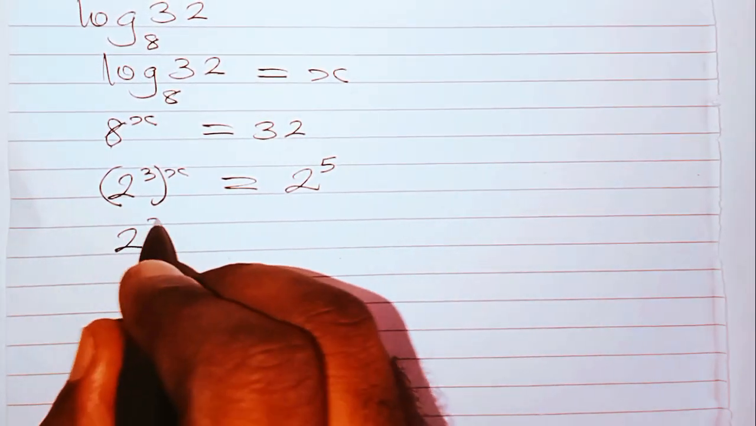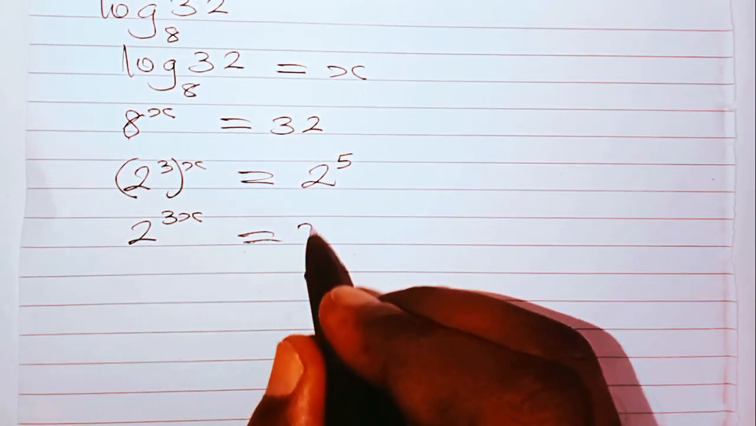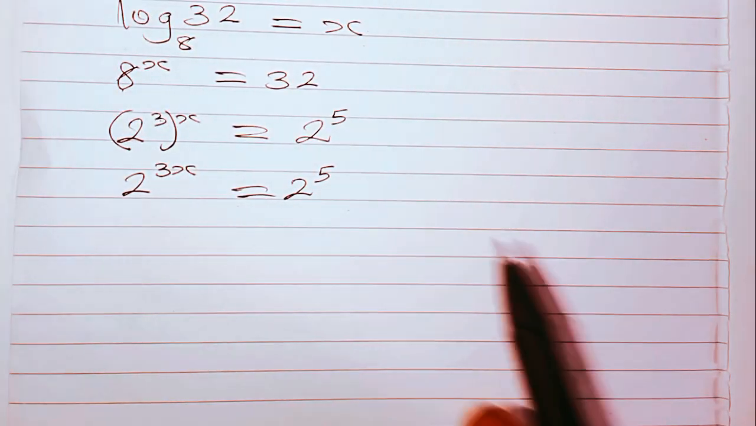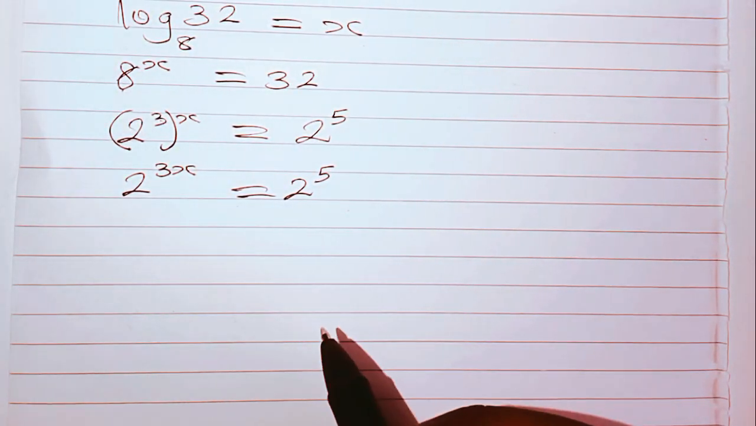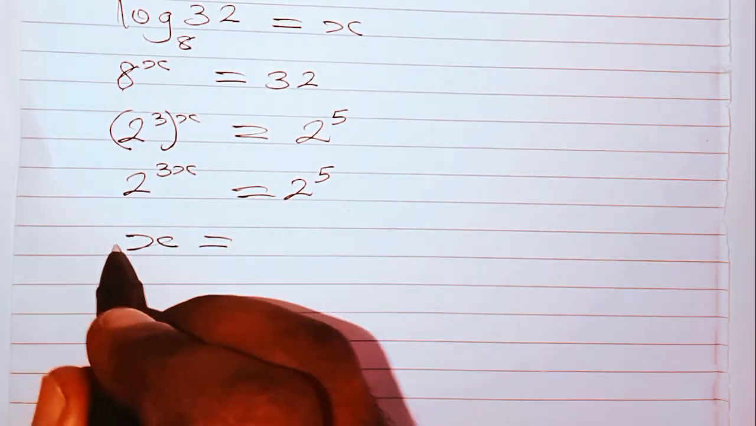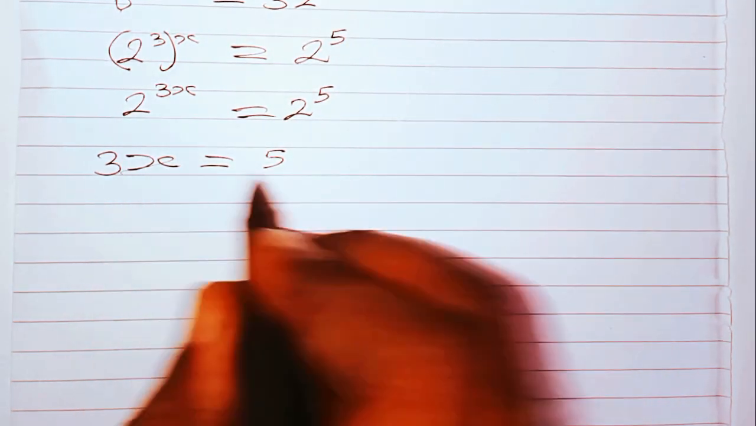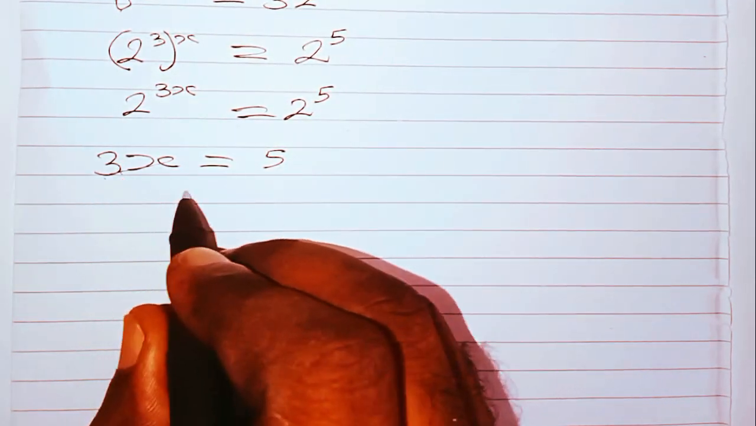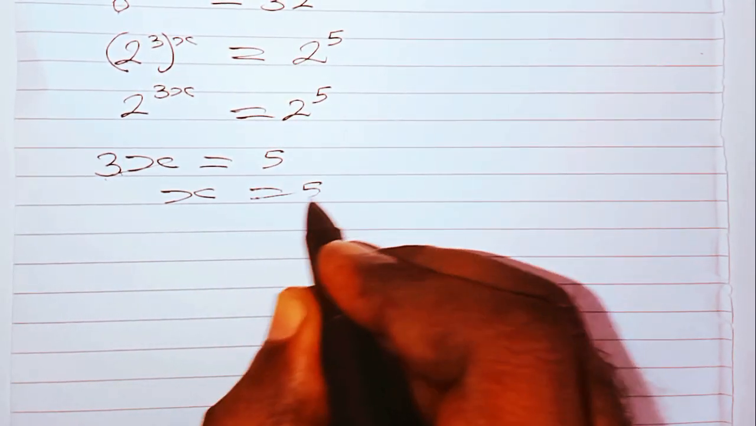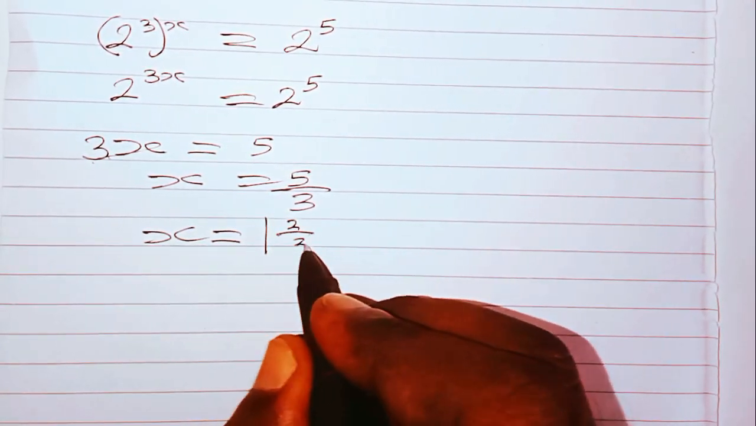So in this case, we can write this as 2 raised to the power of 3x, that's 3 times x as the power, equal to 2 raised to the power of 5. So we can easily equate the indices. If you equate the indices, we have 3x equal to 5. And if 3x is equal to 5, then divide both sides by the coefficient of x, and our x becomes 5 over 3, which can as well be written as 1 whole number 2 over 3.